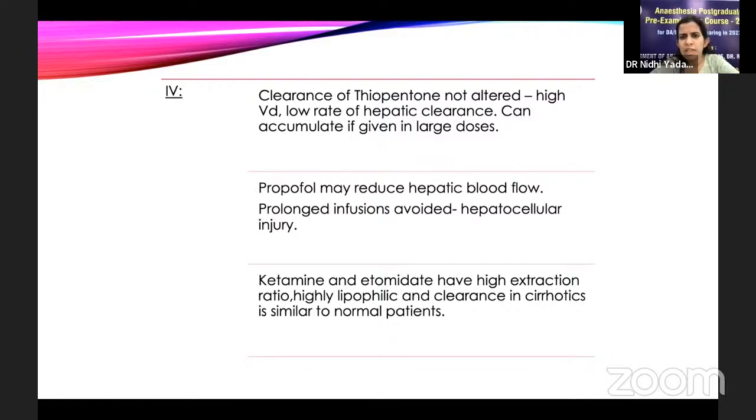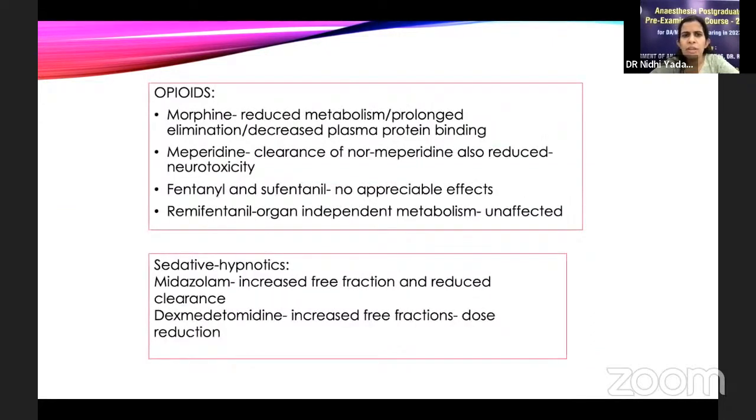Propofol may reduce hepatic blood flow. Prolonged infusion is avoided in hepatocellular injury. So titrated doses of propofol need to be given if you are choosing this agent for induction of anesthesia. Ketamine and etomidate have a high extraction ratio and are highly lipophilic, and clearance in cirrhotics is similar to normal patients. What about opioids?